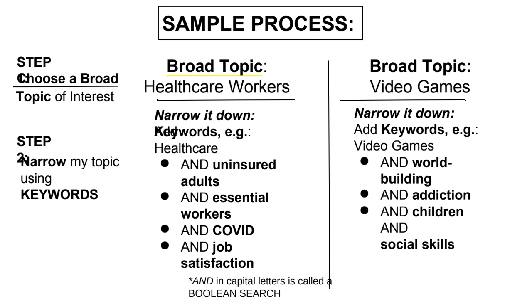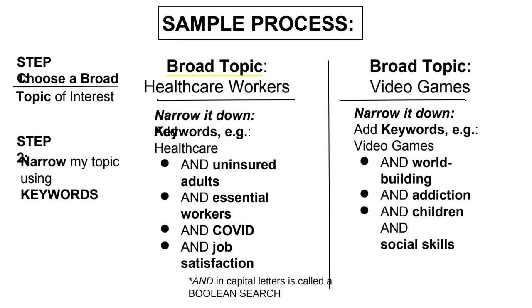And the Boolean search includes the words AND, OR, or NOT. And you can use these Boolean searches in capital letters in the library databases or in any search engine. Because this is the way we narrow down our search. So this is helping you add additional keywords.